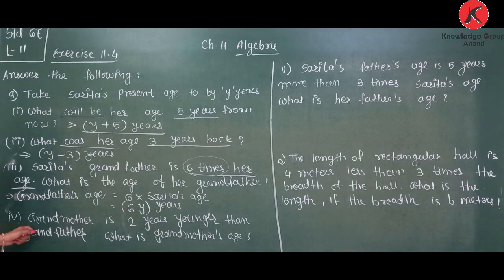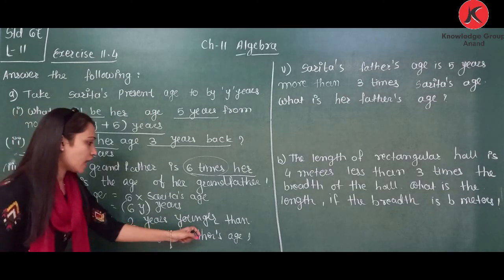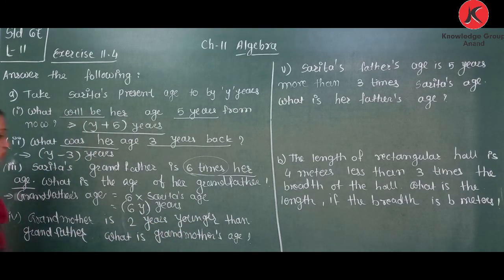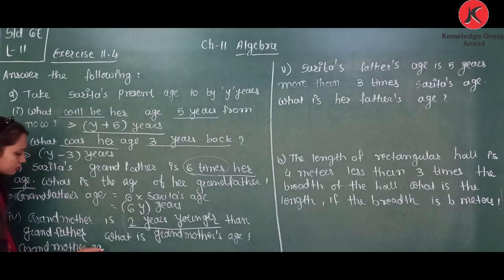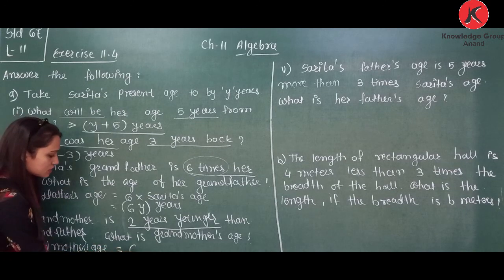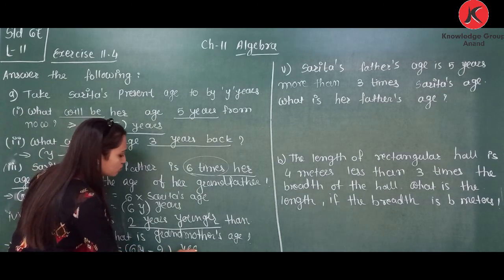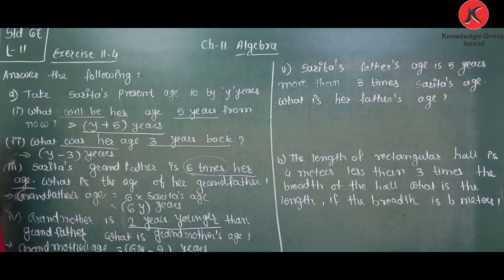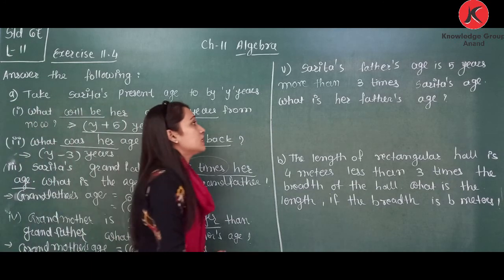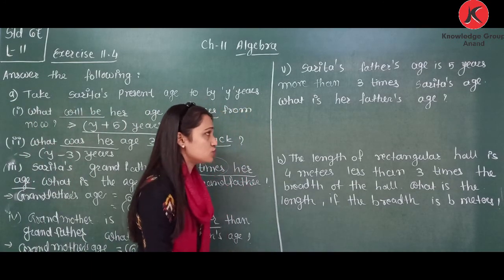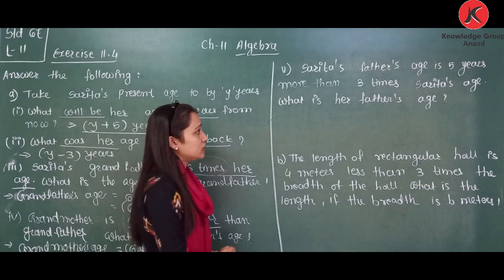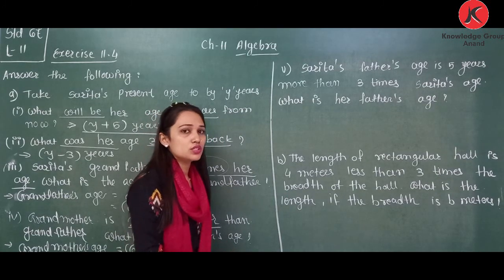Next statement, grandmother is 2 years younger than grandfather. 2 years younger means subtract 2. So grandmother's age will be 6y minus 2 years. Clear? Next statement, Sarita's father's age is 5 years more than 3 times Sarita's age.